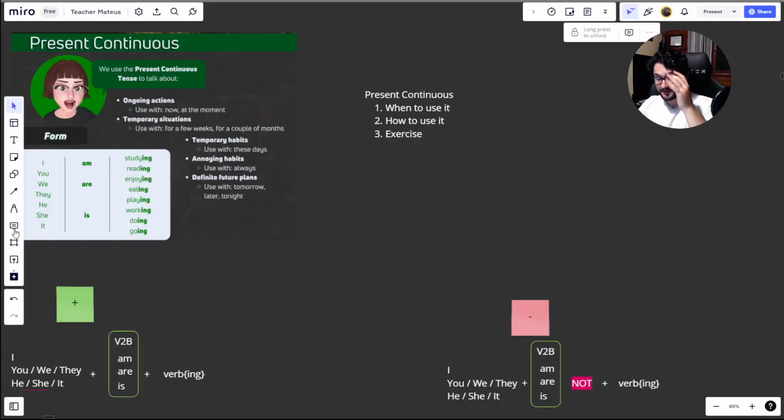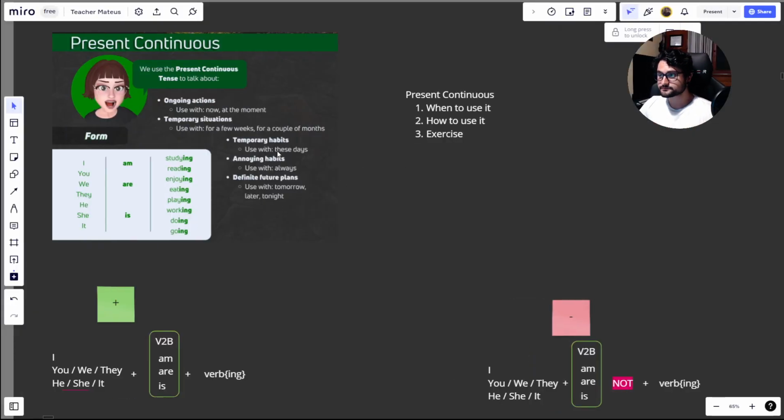Today we are learning about the present continuous, a very important structure for us to talk about activities that are in progress now. So let's get familiar with this new possibility. To start, guys, let's come to the board.